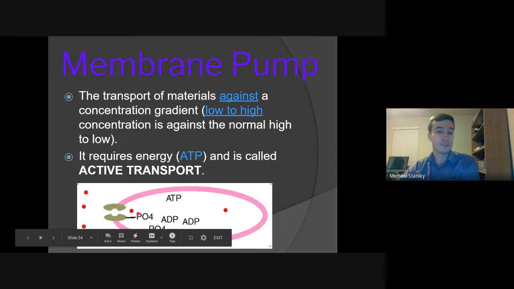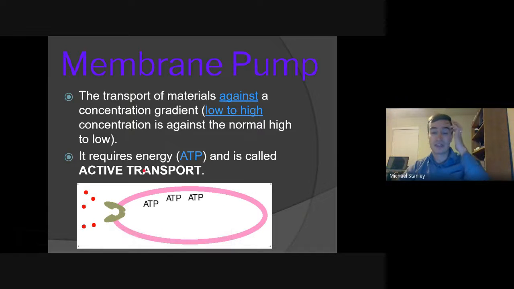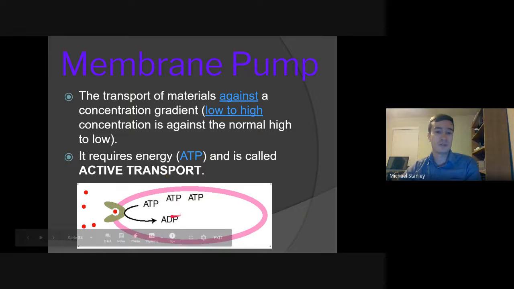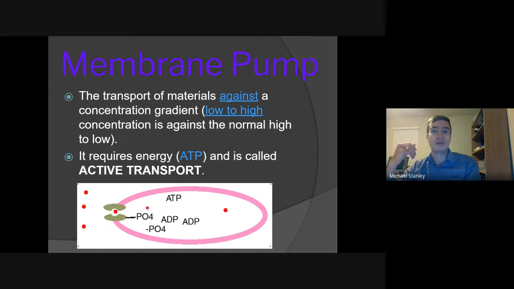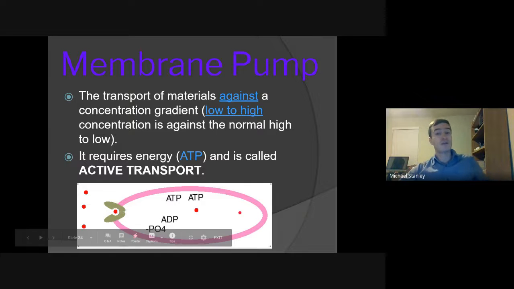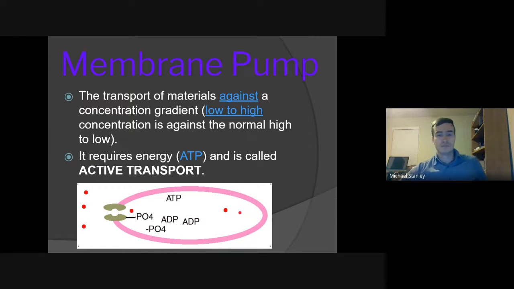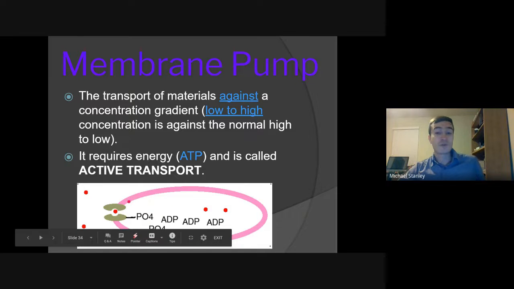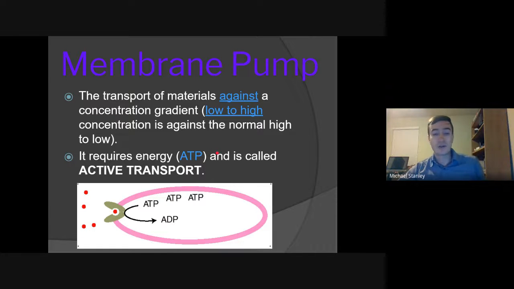ATP molecule swings by, and when ATP gets broken down into its smaller components, so ADP and phosphate, PO4, are the two smaller structures that make ATP together. So when we break that ATP apart, it gives the protein energy to fight the concentration gradient and pump that particle into the cell. So it's active transport because we're using energy. We're using ATP. We're breaking an ATP molecule apart.